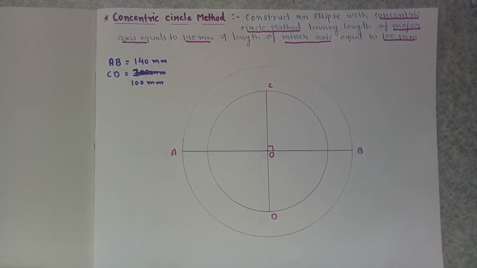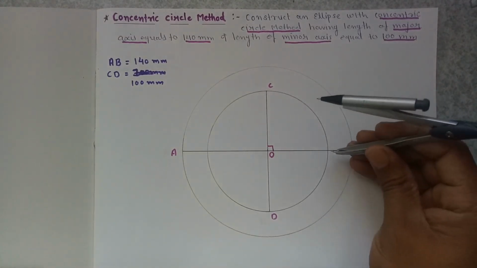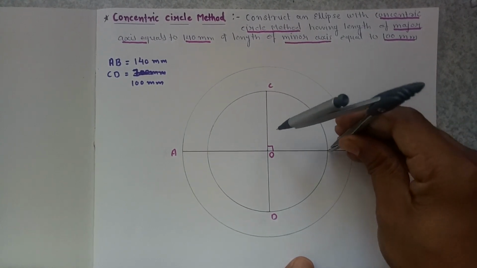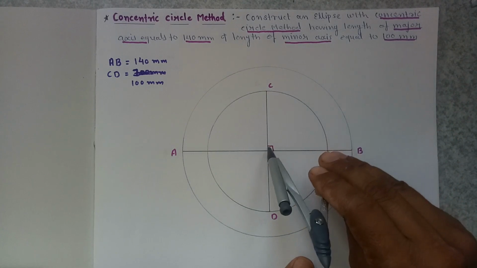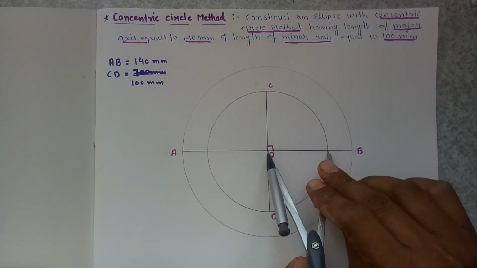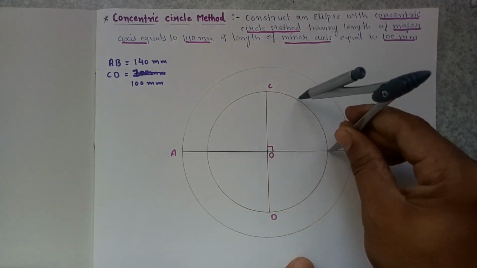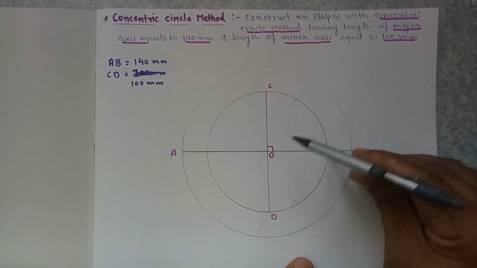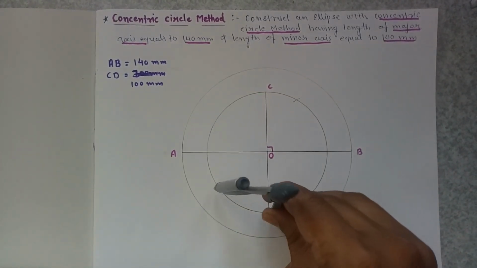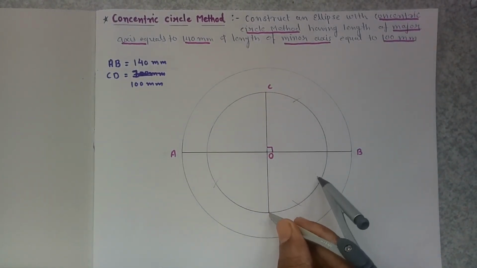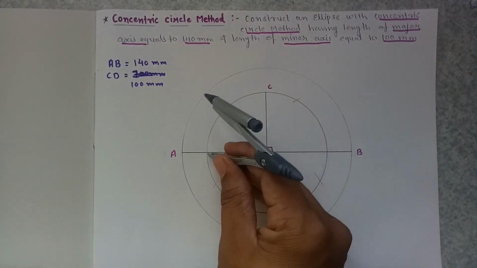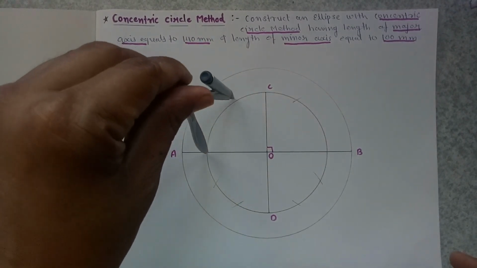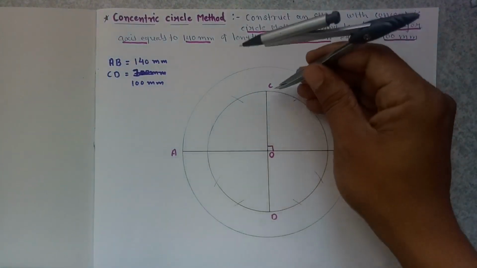After drawing the circles, divide the circles into 12 equal parts. To divide the circle into 12 equal parts, measure the radius of the smaller circle and give an arc on the smaller circle from 4 points, one point from here, second from here at D. The radius of the arc is equal to the radius of the smaller circle.